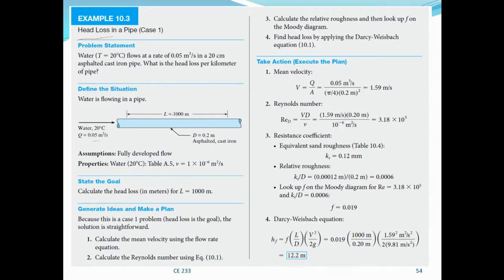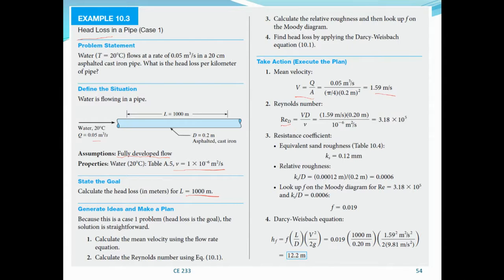Simple. We have the flow rate, the length of the pipe, the diameter, and we assume that the flow is fully developed. And this is the property of water at 20 degrees, which is the kinematic viscosity. So the length of the pipe, because we said per 1 kilometer, is 1,000 meters. Here we calculate the mean velocity using the flow rate. This is the mean velocity.